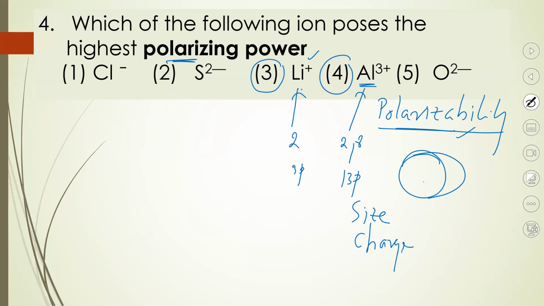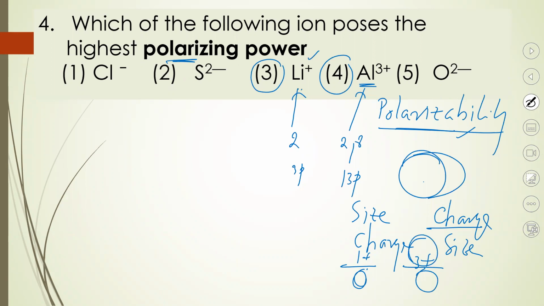So we call charge over size, right? This means 3 plus over size, then 1 plus over size, right? Sometimes these two may be almost equal in size. We don't know, we have to find it, but it is highly supported by the charges.